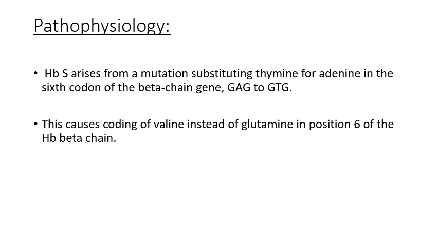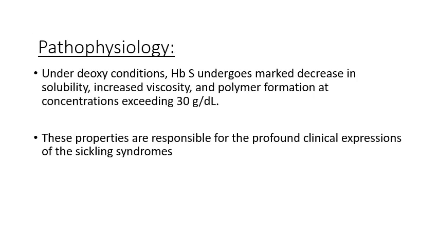And we know glutamate is a negatively charged carboxyl group amino acid, while valine is a branched amino acid that is not charged. So there's a problem in the normal hemoglobin structure due to this chemical change. Under certain conditions, hemoglobin S undergoes a marked decrease in solubility, and there's increased viscosity, and the polymer forms at concentrations exceeding 30 grams per dL.